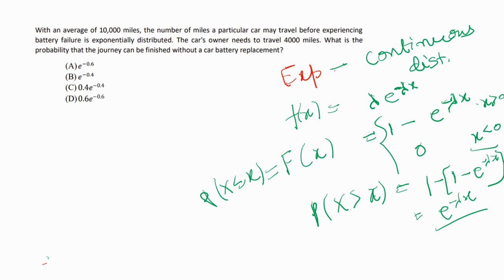So if the car owner needs to travel 4,000 miles, then what we do is try to find the probability that x is greater than 4,000. That means if the car can travel more than 4,000 miles, then it will not need any battery replacement in the middle. Okay, so it will be P(x greater than 4,000).